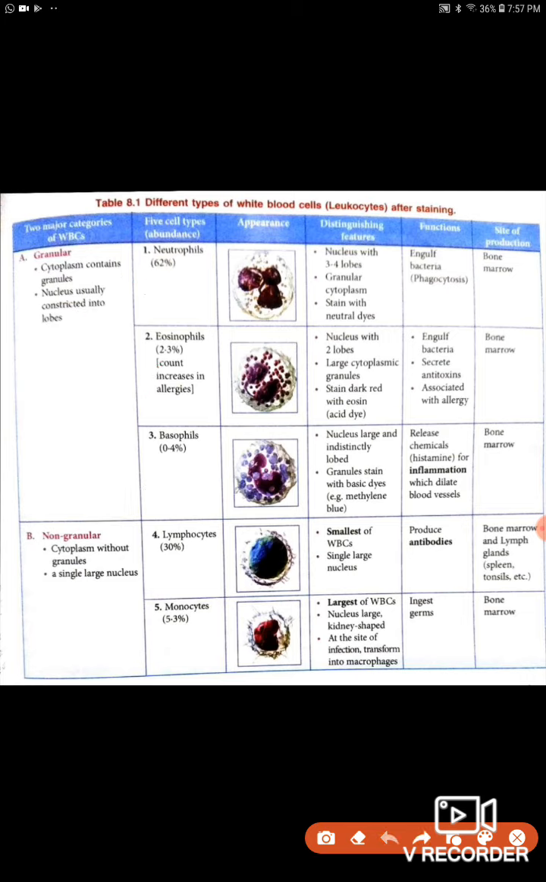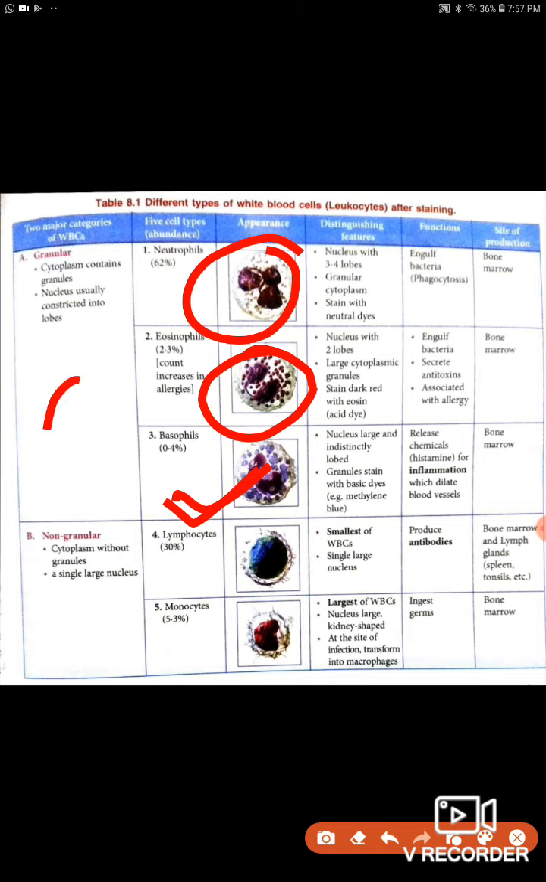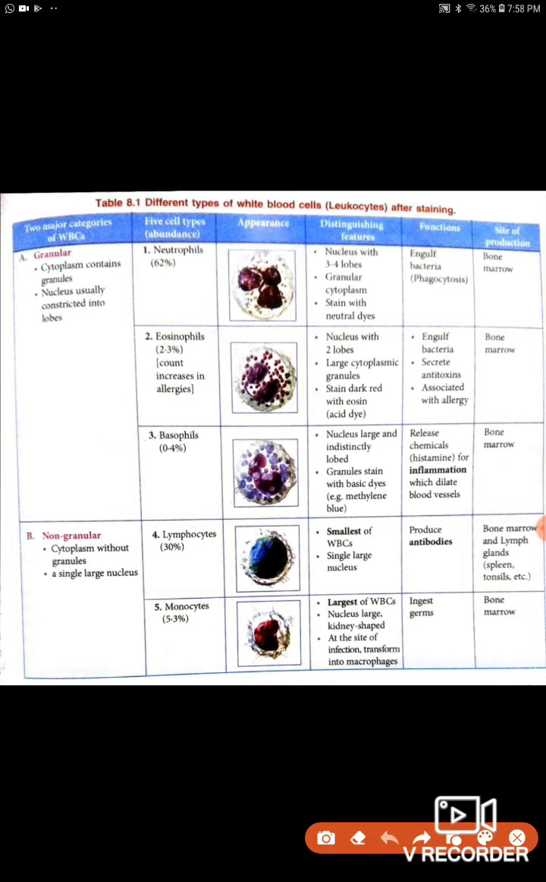Now the function and appearance. See here, the nucleus has 3 to 4 lobes. Here only 2 lobes. And here the nucleus is larger than the cell. If this is a cell, then the nucleus will be larger and covering the main part of the cell. Dyes I have already told you. Here it is stained by eosin dye, and here by the basic dye, that is methylene blue. So you can differentiate them very well on the basis of structure.